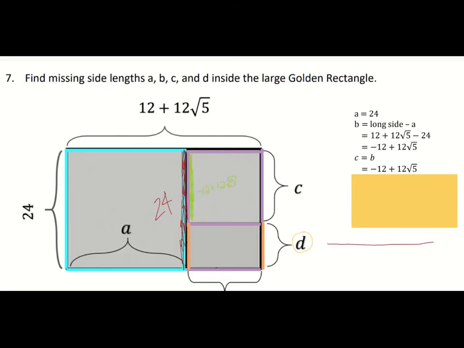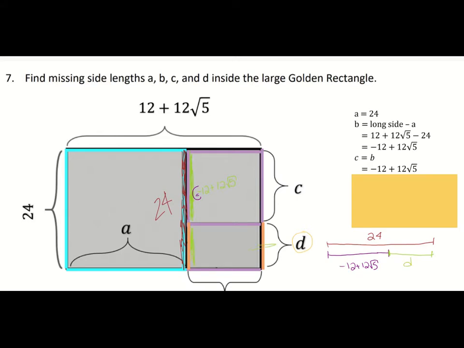I have a whole length, which is 24. Okay, I have a partial length of that 24, which is how long? It is negative 12 plus 12 root 5 units. Okay, it has a length of C. The leftover bit that I have that finishes off the length of 24 has a length of D. That's this length here, right?